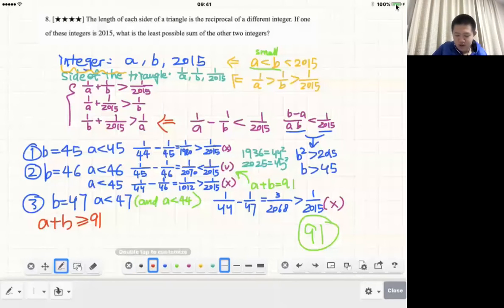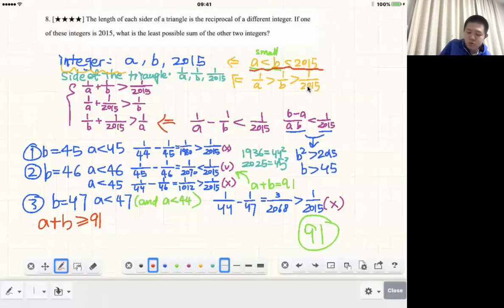Whatever, let's continue. Here, we could set the other two integers to be a and b. If we're already setting these integers and we know that they are different, we could just make a smaller than b smaller than 2015. Since you are expecting the two other integers to have the least possible sum, it's fair to make them smaller than 2015.